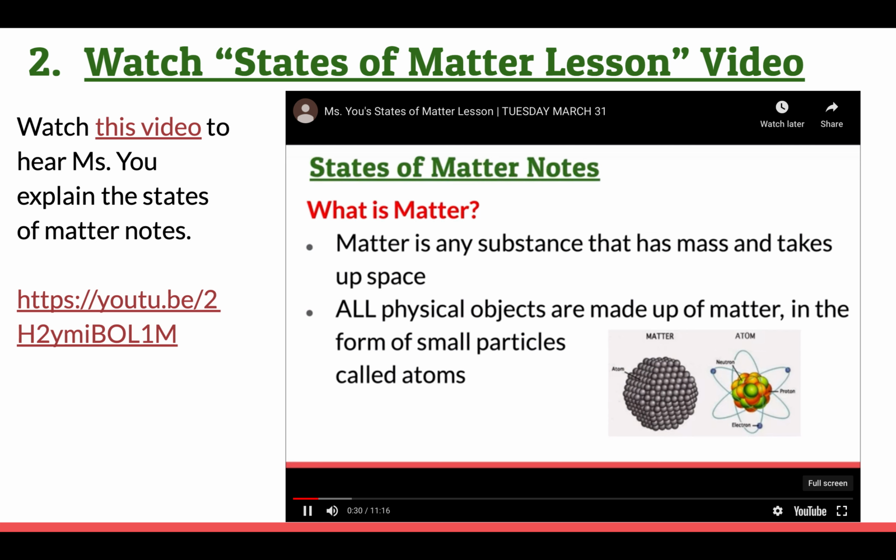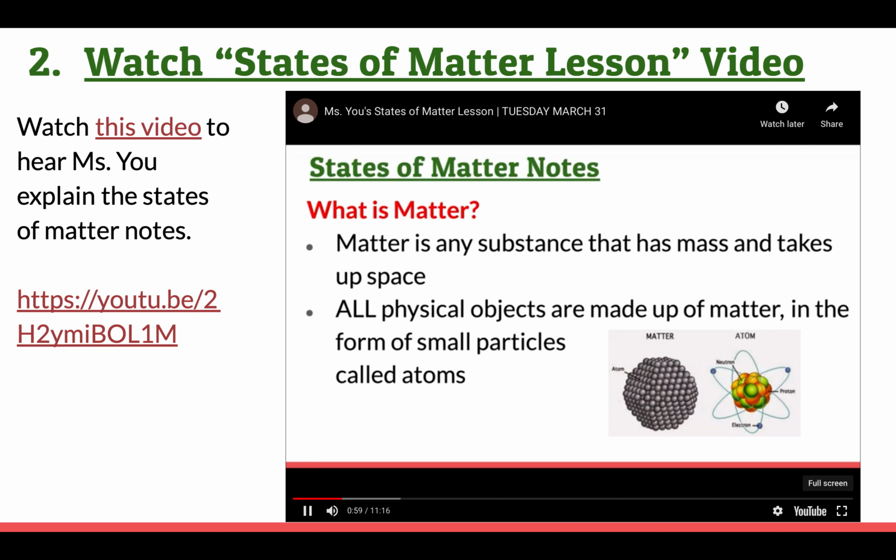All right, so the first part says, what is matter? Matter is any substance that has mass and takes up space. So mass means weight. So for example, your notebook, your computer, yourself, your pencil, your table, your phone, all of these materials, they have mass and they take up space, which means that they are matter.